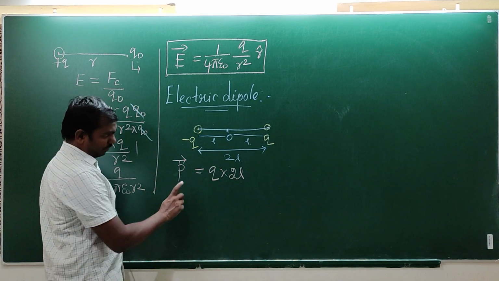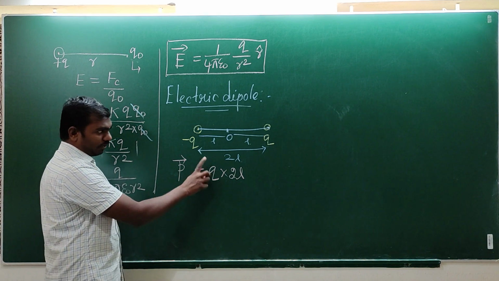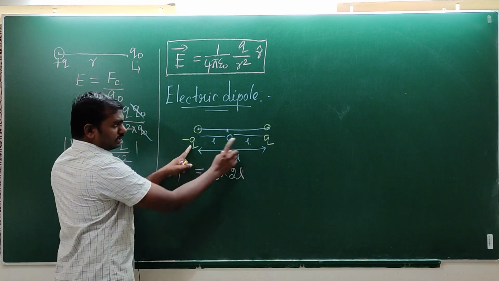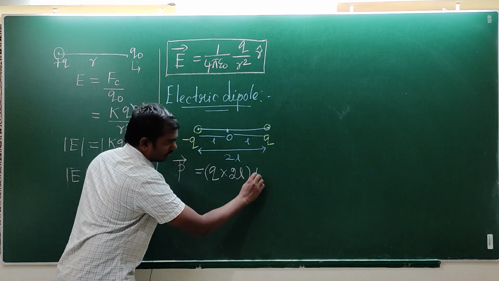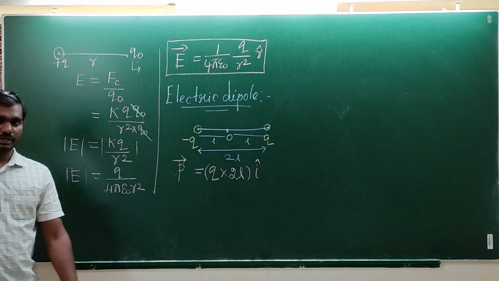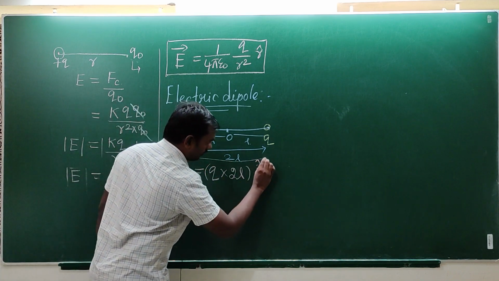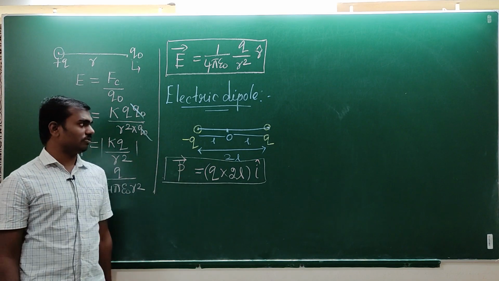ஓகே, ஸோ எப்போவுமே எலக்ட்ரிக் டைபோல் மொமெண்ட்டோடைய டெஃபினிஷன் P equal to product of either charge into distance between the two charges, 2L, into some vector i cap. Okay, why i cap? Because electric dipole moment is a vector quantity.